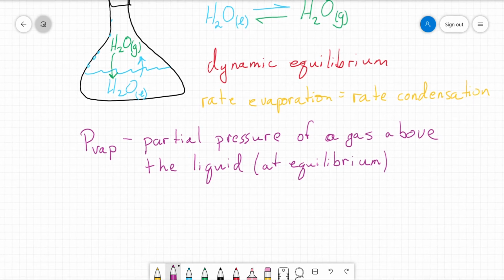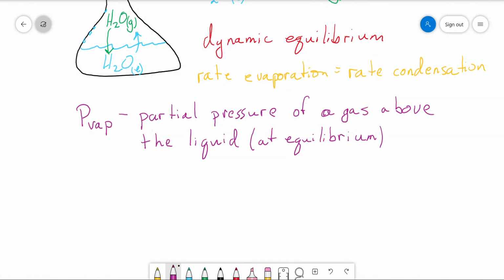So do all liquids have the same vapor pressure? Well, no, not at all. If you think about spilling some acetone, some fingernail polish remover on the floor, and spilling some water on the floor, same volume, same temperature, right next to each other, what's going to evaporate first? The acetone is going to evaporate first because it has a higher vapor pressure.